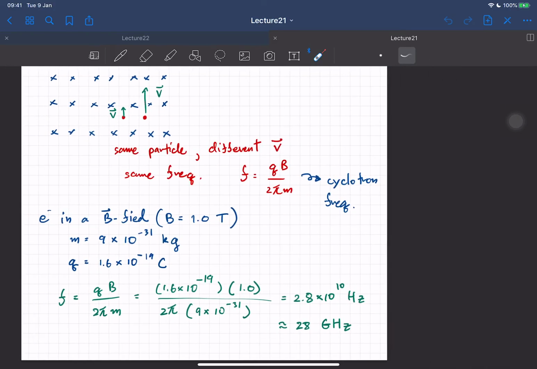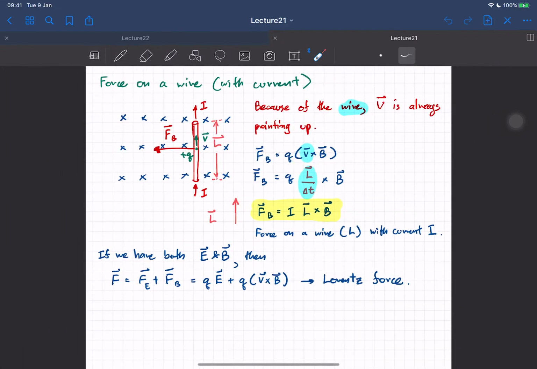So that's cyclotron motion. And then the last thing we talked about last time is, okay, what if the thing that we put in a magnetic field is not a point charge, but it's actually a wire which has some current passing through. Well, current passing through the wire is also the same thing as saying that there's some charge passing through the wire. So that means the charge is moving with some velocity. And if you remember, the velocity we're talking about here is the drift velocity.